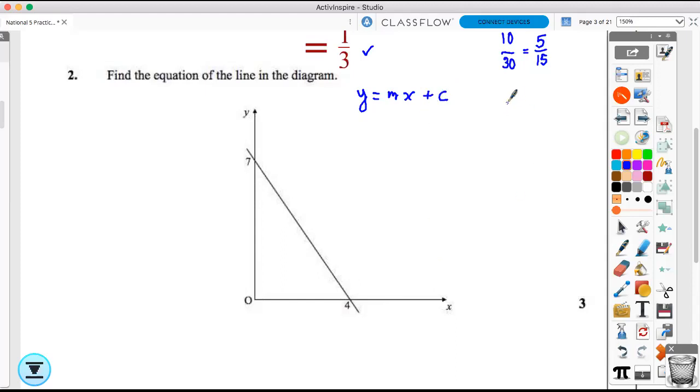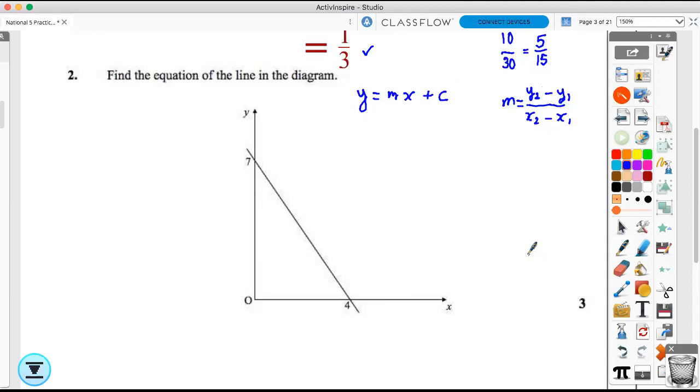And usually to get m, this is where I need to find my gradient. We said it was y2 minus y1 divided by x2 minus x1.